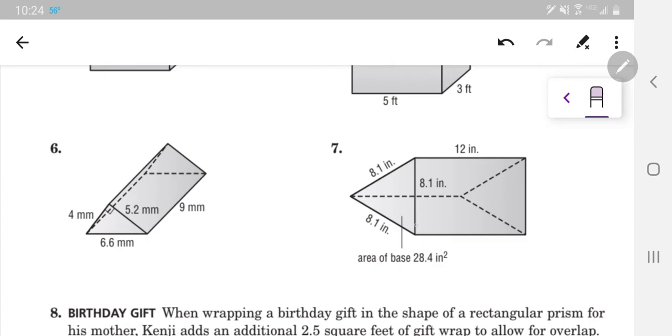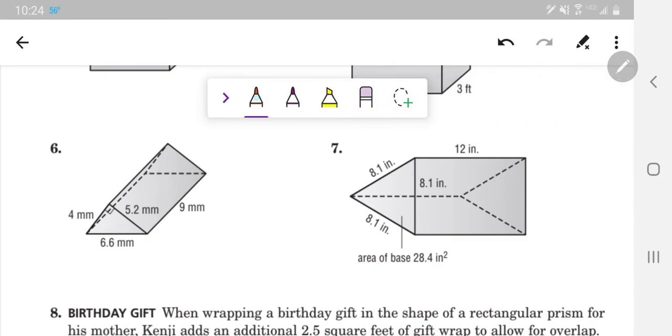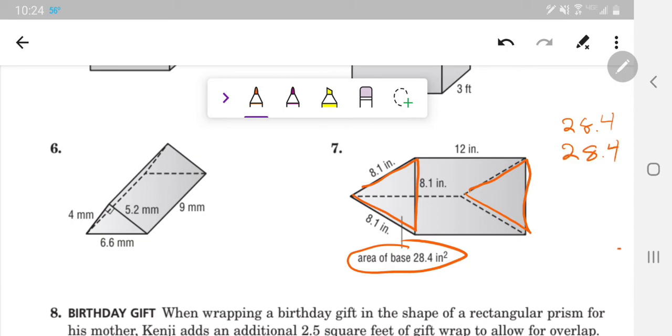I'm going to start again with the bases. And what's nice, which actually makes this a little bit easier, is that they tell you the area of the base is 28.4. So 28.4, and we need two of them, so another 28.4, and we're going to add up. Now we need the other three faces that are rectangles. I'll outline them each, find the areas, and we'll add them up.